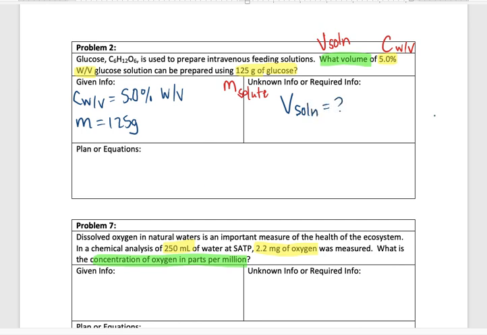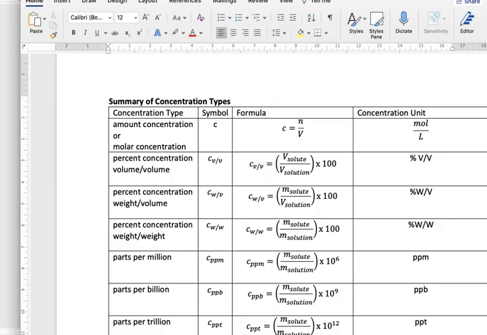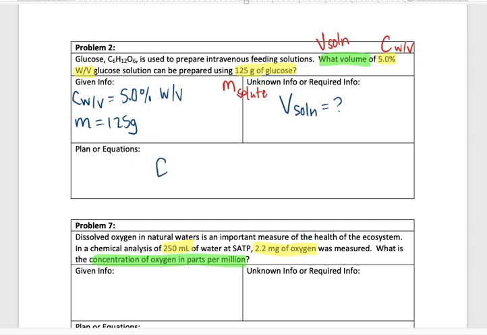Look for your weight volume formula here. Weight volume, there it is: mass of solute, volume of solution. After a while you're like, I don't even need to look at the formula. I know the top's got to be mass because it's weight, and the bottom's volume.